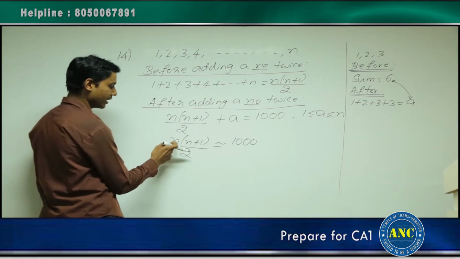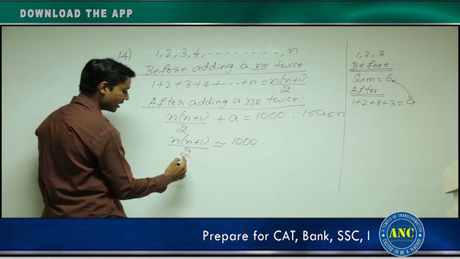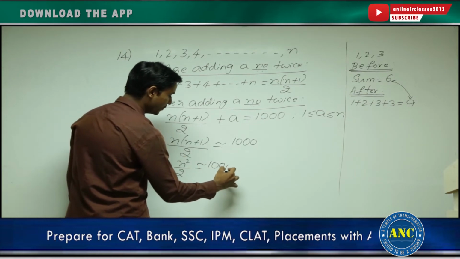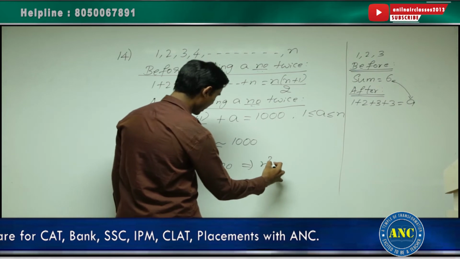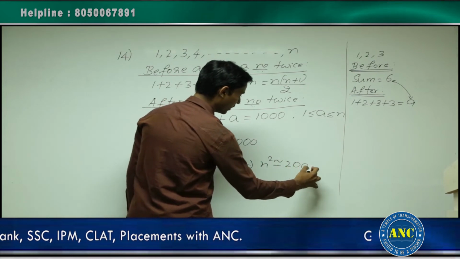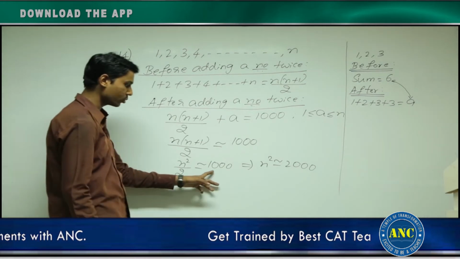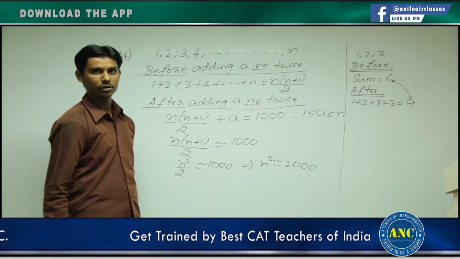Now if I simplify, this is n into n, which is n square. N square is approximately equal to 1000. This becomes n square by 2 is approximately 1000, so n square is approximately equal to 2000. 1000 into 2 is nothing but 2000.